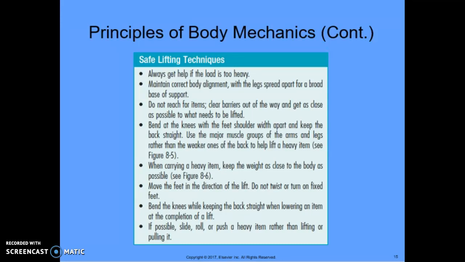Move the feet in the direction of the lift. Again, do not twist or turn, because this is the fastest way to cause a back injury. Make sure you bend the knees while keeping the back straight when lowering the item down at the completion of the lift. And if possible, slide, roll, or push a heavy item rather than actually lifting it.